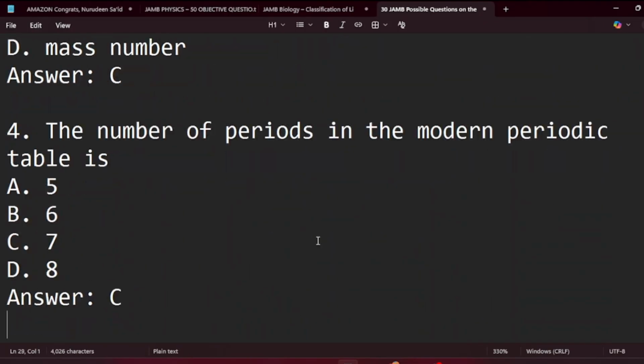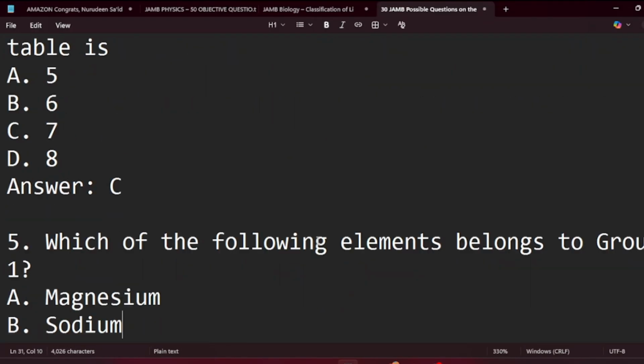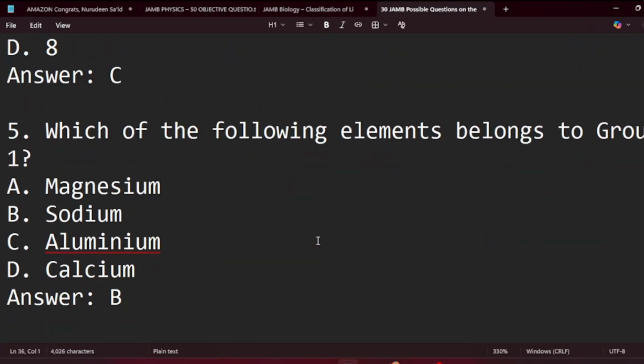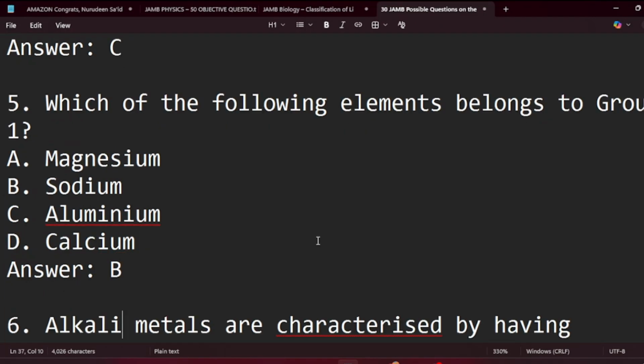Question number 4. The number of periods in the modern periodic table is A. 5, B. 6, C. 7, D. 8. The answer is C, which is 7. Question number 5. Which of the following elements belongs to group 1? A. Magnesium, B. Sodium, C. Aluminium, D. Calcium. The answer is B, which is sodium.